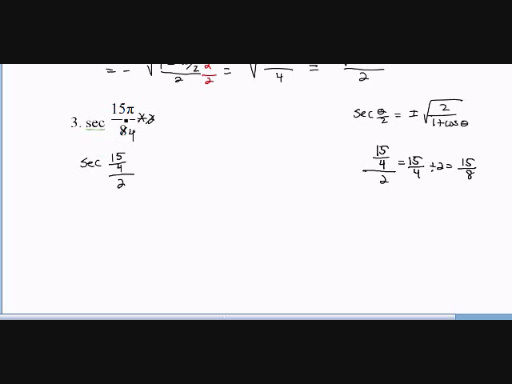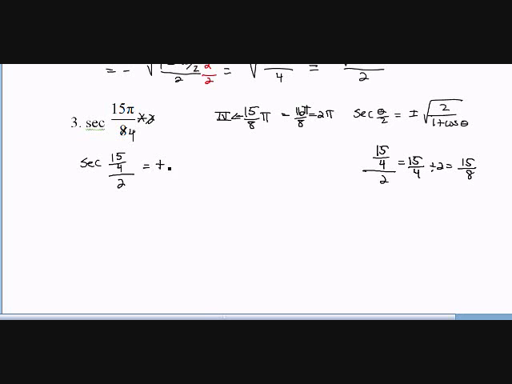The question is, what quadrant is 15 pi over 8 in? Well, I know that 16 over 8 pi is equal to 2 pi. So that means this is just shy of the x-axis in one rotation. So this is a fourth quadrant angle. Since secant has the same sign as cosine, we're going to keep the positive.